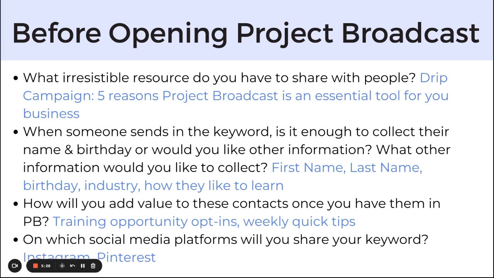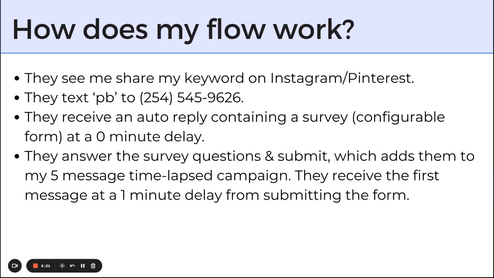To add continuing value to these contacts once they join my list, I am going to invite them to training opportunities, and I'm also going to offer my weekly tips campaign for them to opt into. And then I am present on Instagram and Pinterest. So those are the platforms I am going to share my keyword in. I could also do this any other way that I would normally share. So in person, I talked about a couple examples already. I can share this on my blog, on my podcast. Wherever you show up is where you would share this. But in this example, I'm choosing Instagram and Pinterest.